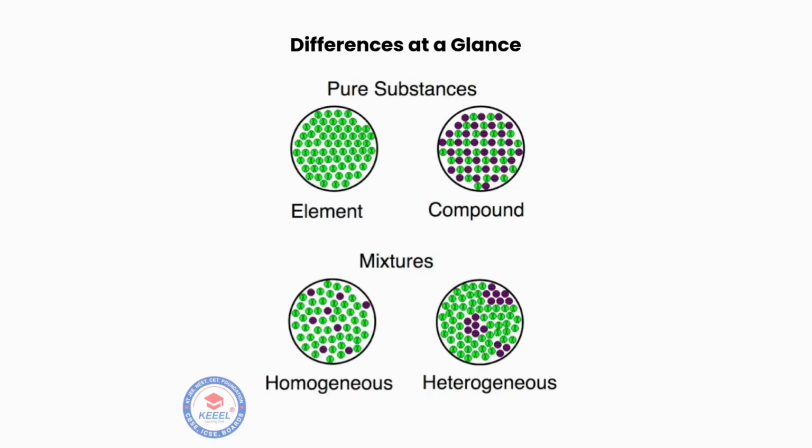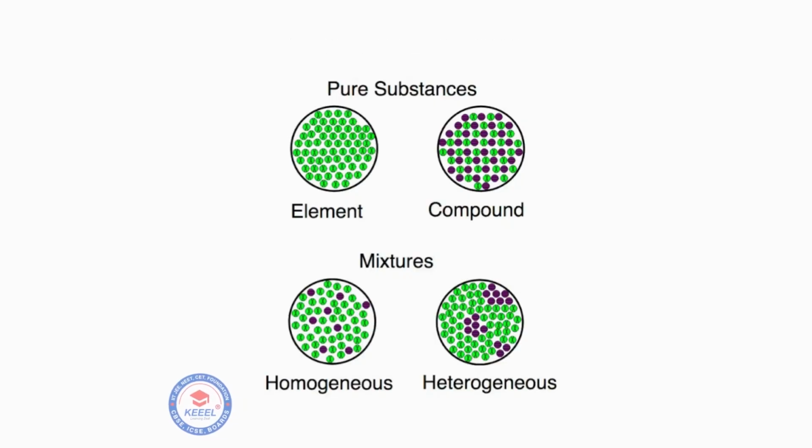Differences at a glance. Let's compare these three. Property: what is it made of? Element: one type of atom. Compound: two or more elements. Mixture: two or more substances.